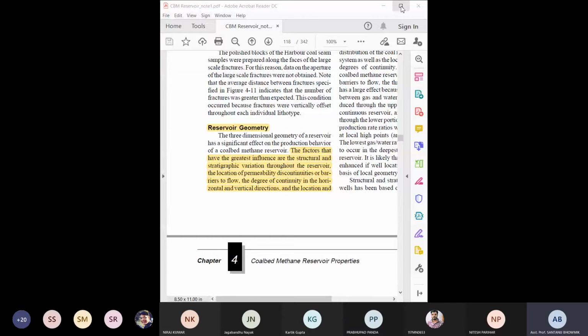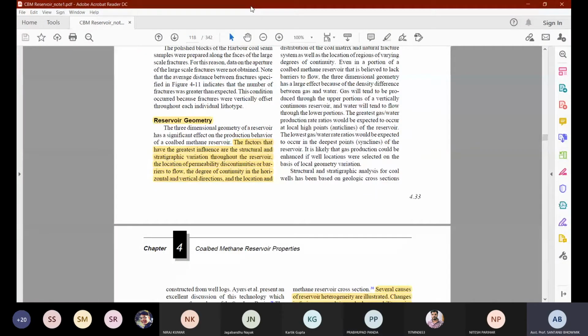Okay. Anyway, depending on the deposition and the way it has formed, there are two main items to consider. First is the structural, and second is the stratigraphic. Structural depends on the way it has formed, and stratigraphy on the way it is deposited. Mainly these two, and there is a lot of variation throughout this CBM reservoir. Obviously, these structural and stratigraphical differences from place to place are going to affect the other properties, which in turn directly or indirectly affect the permeability of the CBM reservoir and hence the production from it.